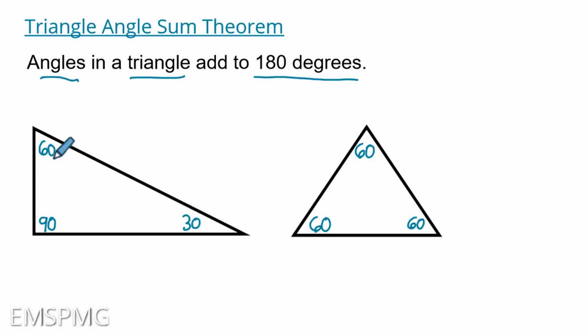If you look down here, we got a 60, 90, 30 triangle. 60 plus 90 plus 30 equals 180 degrees. And if you look over here, we got a 60, 60, 60 triangle that also adds up to 180 degrees. So just remember this. We're going to use this concept a lot in this section.